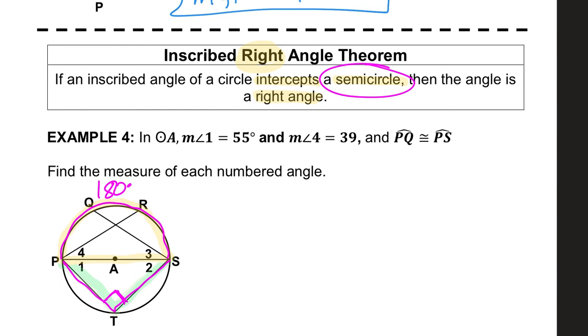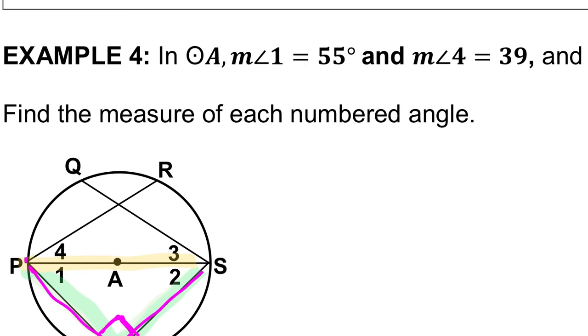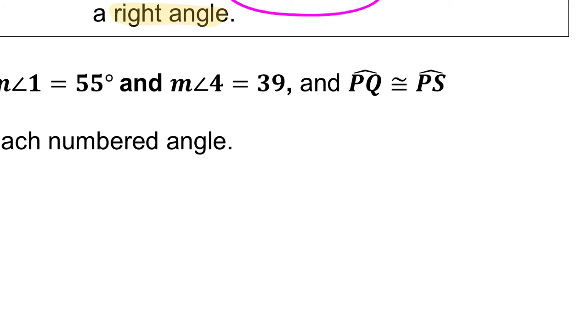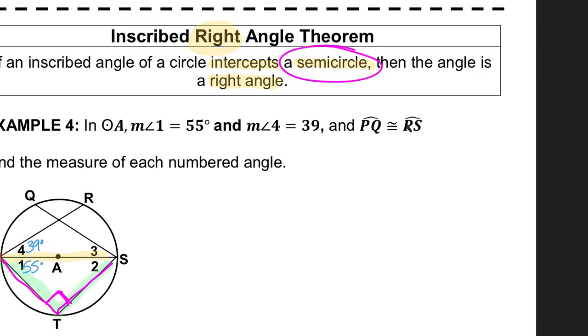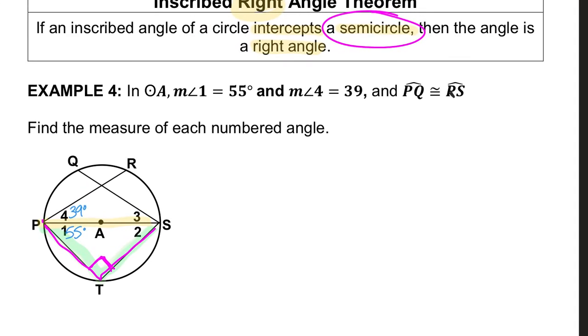So we're given information, and I'm going to go ahead and clean some of this up for you guys. There we go. We have that the measurement of angle 1 is 55 degrees. And the measurement of angle 4 is 39 degrees. There is something that we're going to need to change on here. It says that arc PQ is congruent to arc PS. It's actually supposed to say RS, okay, because it wouldn't make sense any other way. So what that means here is that PQ right here is going to be congruent to RS over here.